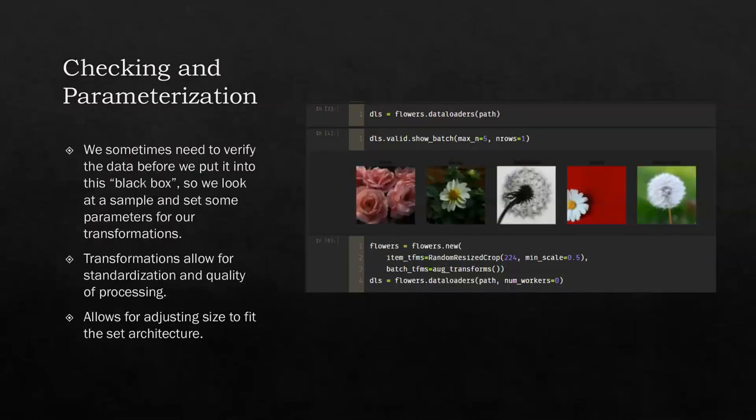So we define the data block. After we define the data block, we do checking and parameterization. Basically, we take a look at our sample data, make sure that we have correct identifiers, something like that. We identify the transformation as well.